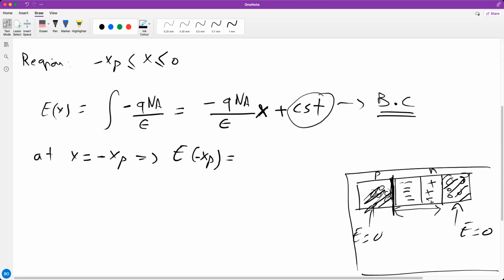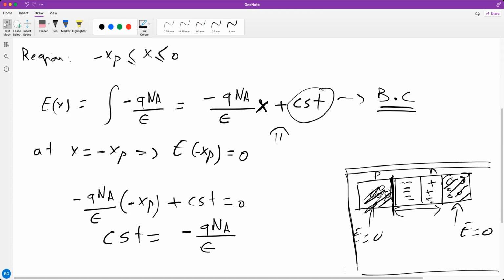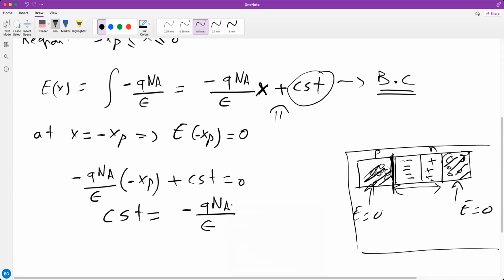So the electric field at minus XP is equal to 0. Let's put it in this equation. This means minus QNA over epsilon times minus XP, because I replace X by minus XP, plus constant must be equal to 0, which means a constant is equal to minus QNA over epsilon. Now I replace in the original value.